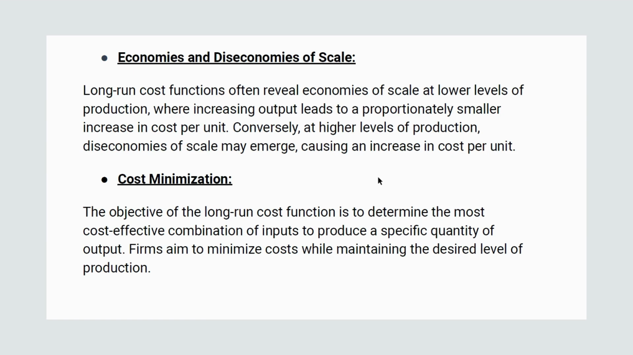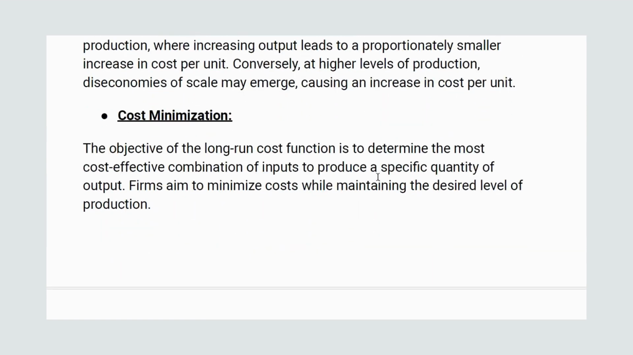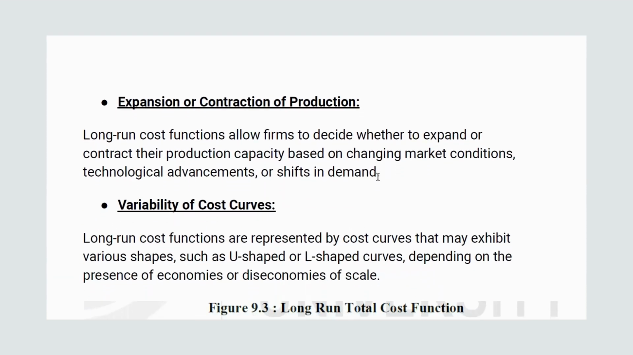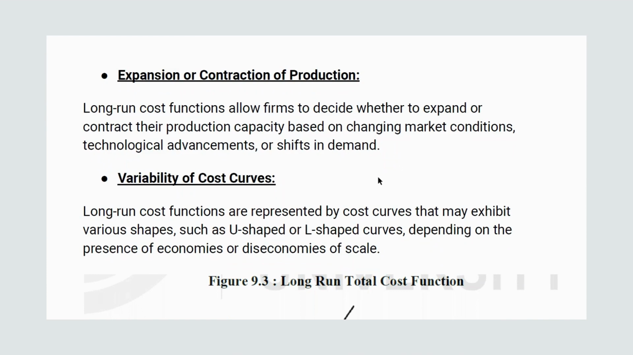Conversely, when does the diseconomies of scale emerge? At higher levels of production, it causes an increase in cost per unit. Okay, so it also helps in cost minimization. The objective of long run cost function is to determine the most cost effective combination of input to produce a specific quantity of output. It also helps in expansion or contraction of production. So a long run function allows the firm to decide whether to expand or contract its production capacity depending upon the market conditions or the shift in demand.